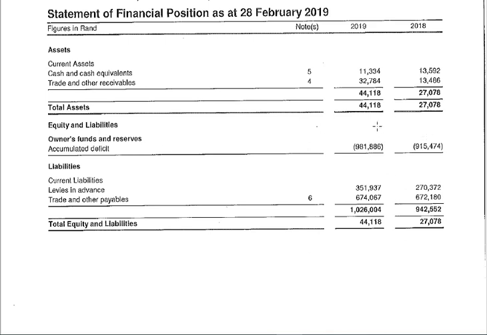I'd take a look at what is my equity position. That's negative. Okay, so there's a problem. The liabilities actually exceed the assets. And one of the big reasons, which we can then go and look at in more detail, is that trade and other payables is 674,000. So they've got big outstanding creditors.